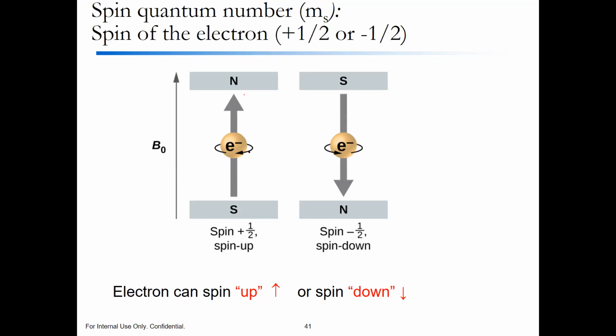So the electrons could spin. When they spin one direction, plus 1/2, in the other direction, minus 1/2. So when I have a spin, we just show them as arrows. Spin up, spin down. So we show electrons as an up arrow or a down arrow.